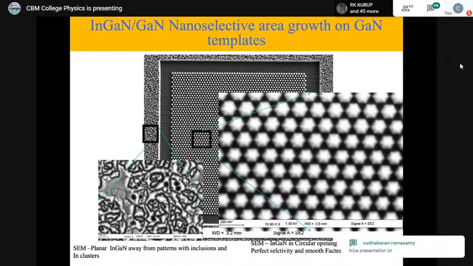But using this nanoheteroepitaxy technology, we can go up to 200 nanometers without any problem. 200 nanometers of these materials are needed for solar cell technology. So the previous speaker was explaining the Shockley-Queisser limit, which is that the efficiency cannot increase beyond approximately 32% in your silicon cells.